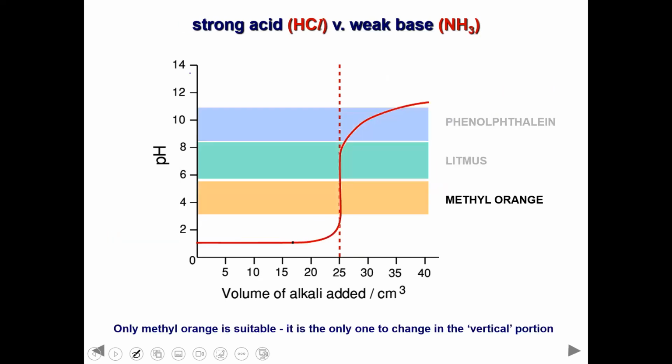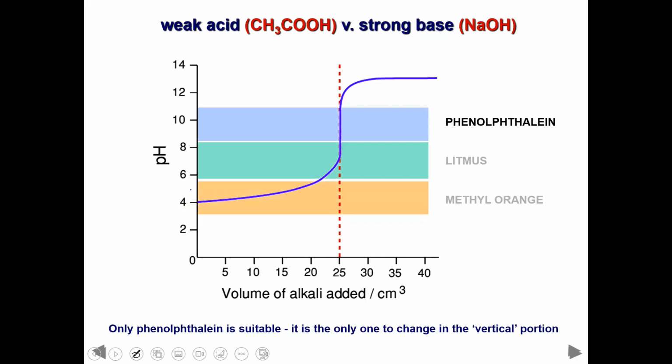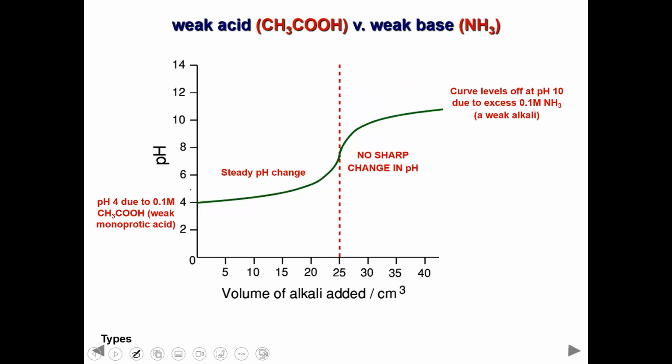Now, if we use a strong acid with a weak alkali, the graph will move around 10 and 11, so methyl orange will be more suitable. If we are using a weak acid versus a strong base, the graph will start from a bigger number because it's a weak acid like carboxylic acid. But the graph will reach a higher value because the alkali is strong. This time phenolphthalein is better because it is capturing the vertical section.